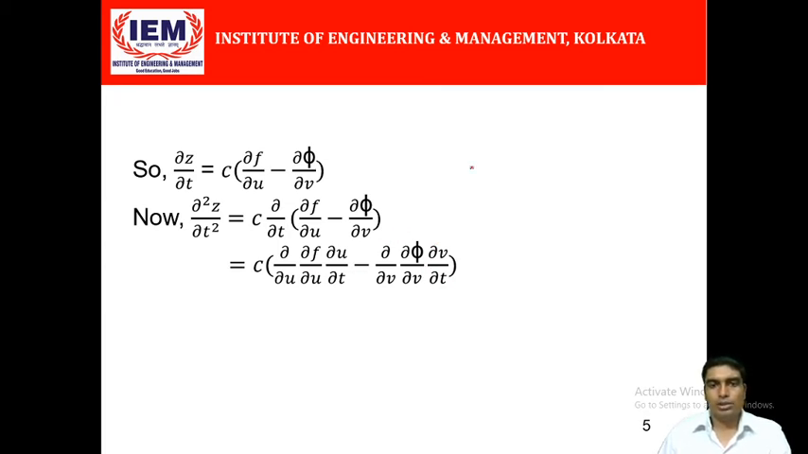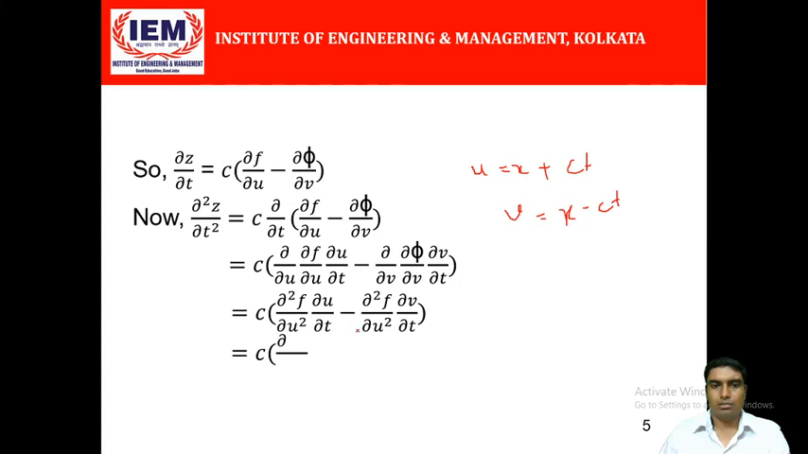Now, you know that u equal to x plus ct and v, sorry, v equal to basically x minus ct. So again you can put these two values: ∂u/∂t equal to c and ∂v/∂t equal to negative c. So again c will be here and negative c will be here. So negative times negative is positive.